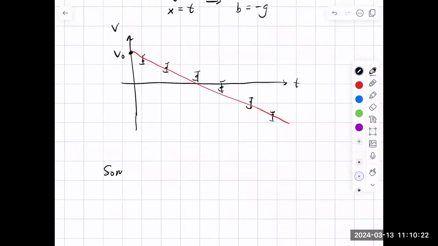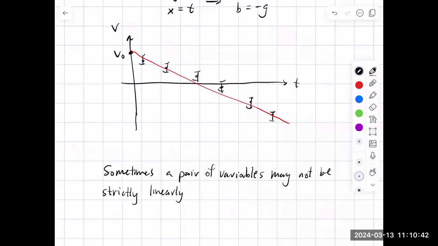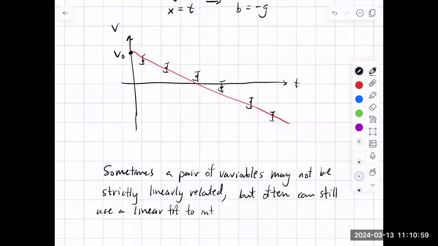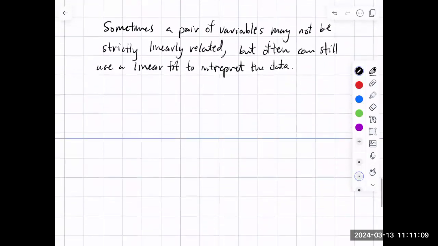Okay, so sometimes a pair of variables may not be strictly linearly related, but often we can still use a linear fit to interpret the data. Okay, and so we'll do another example.